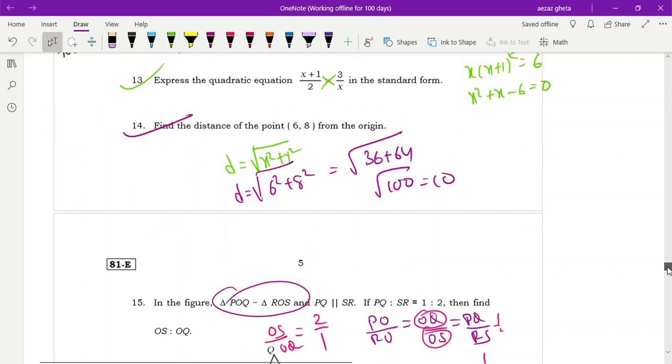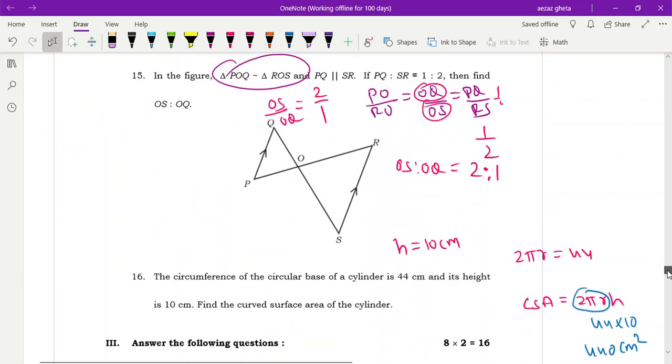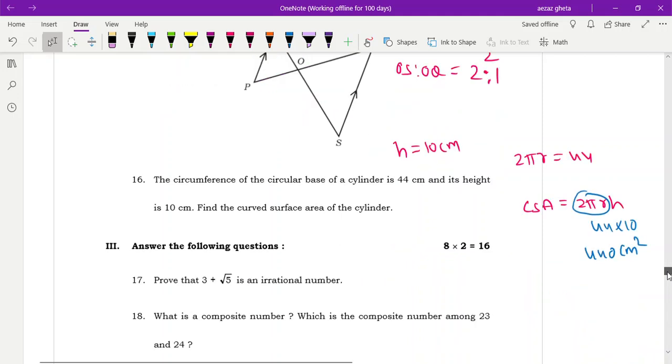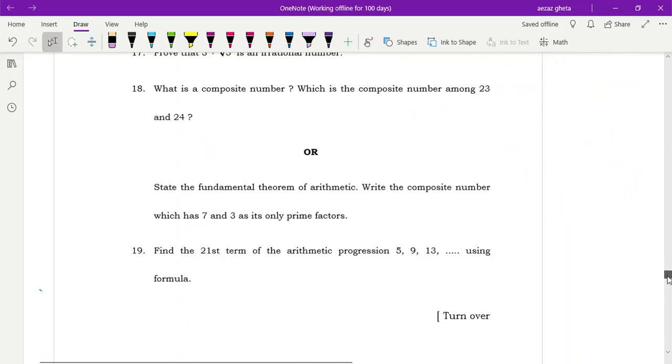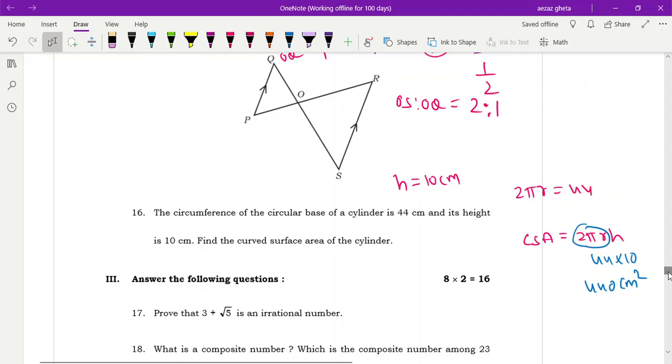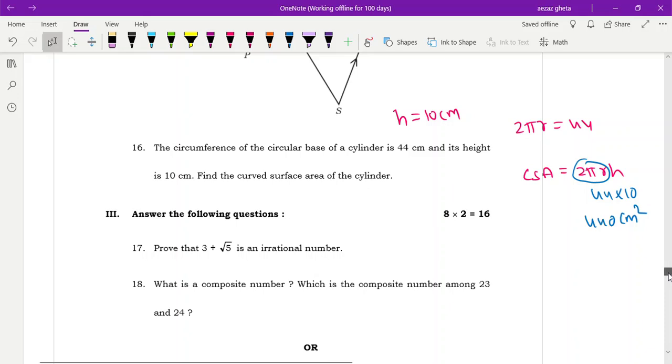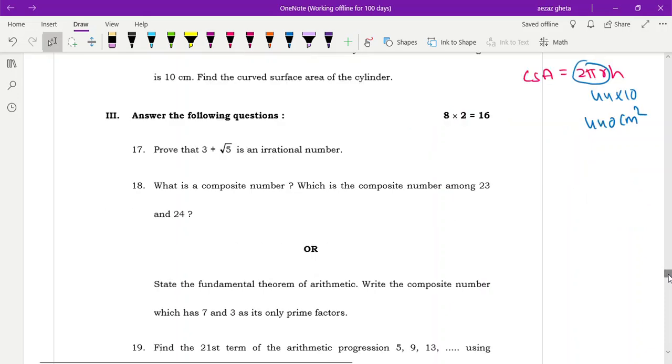and now we need to discuss the 2 mark questions. From here it starts. Prove that 3 plus root 5 is an irrational number. And this is an expected question, it usually comes every time in the exam.